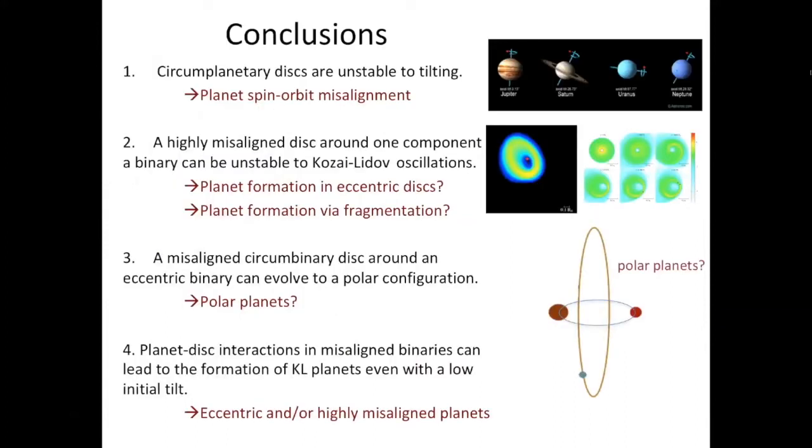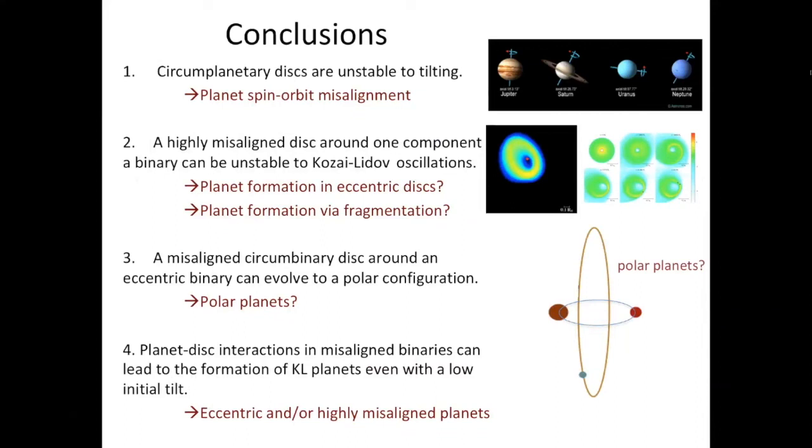So in conclusion, I hope I've shown in this talk that misaligned disks and their interactions with planets play an important role in the planet formation process. Since most stars are in binaries, it's important that we understand how the torque from a binary companion affects both the evolution of the protoplanetary disk and the resulting planetary systems.